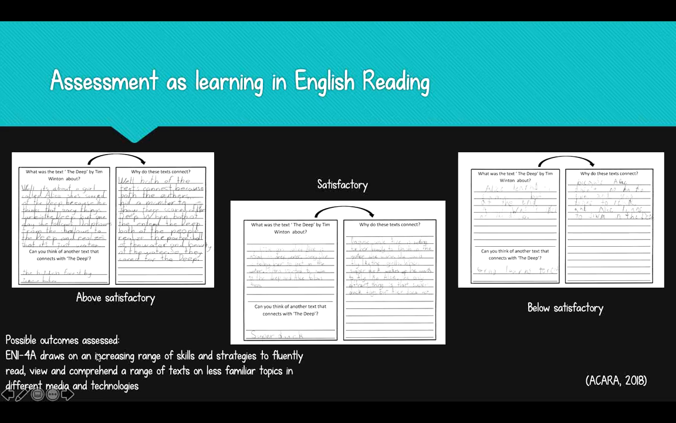So we're looking at how well a student can answer these questions related to the text. You can see in above satisfactory, they've given quite detailed answers. Satisfactory is just a good amount, whereas in below satisfactory, they're still working on getting as much information as they can.